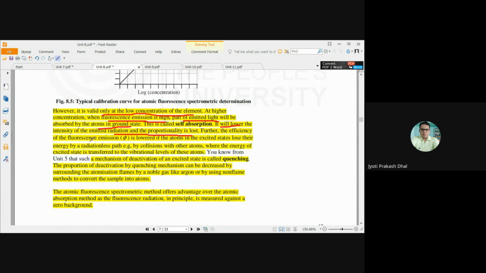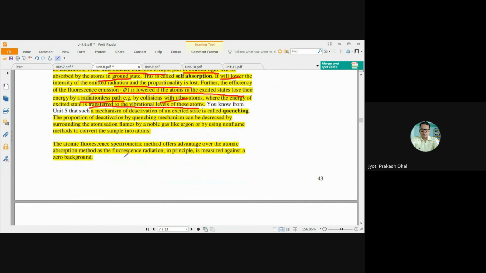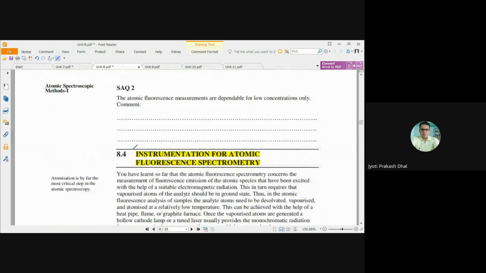Further, the efficiency of the fluorescence emission is lower if the atoms in the excited state lose their energy by a radiation-less process, that is by collision with other atoms, where the energy of the excited state is transferred to the vibrational energy levels of these atoms. And this mechanism of deactivation of the excited state is called quenching. The proportion of the deactivation by the quenching mechanism can be decreased by surrounding the atomization flames with noble gases like argon or by using non-flame methods to convert the sample into atoms.